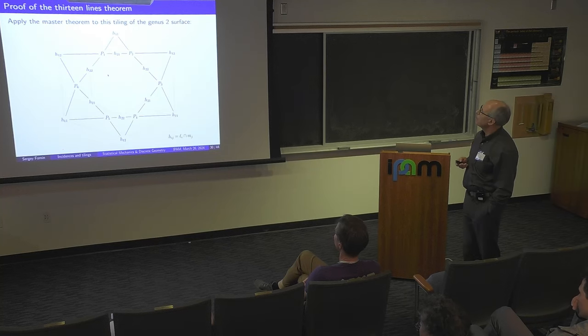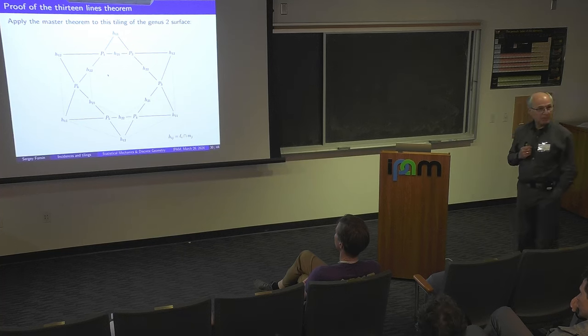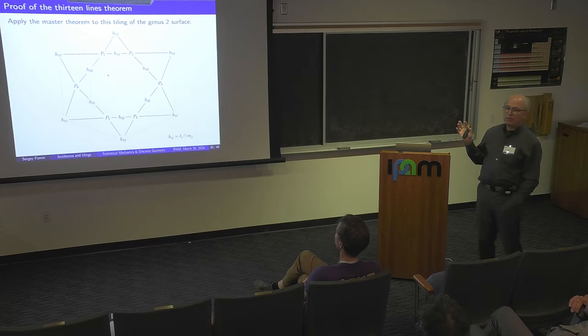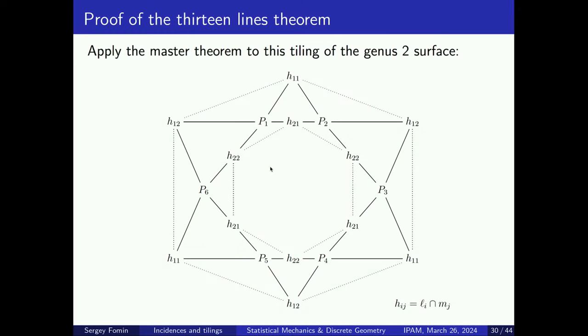All right. So this is the proof. It comes from a genus 2 surface. In fact, that's how we discovered it, like the simplest non-trivial tiling. Because sometimes these tilings just give you a tautology, a result that is devoid of any substance. So this is a genus 2 kind of theorem.